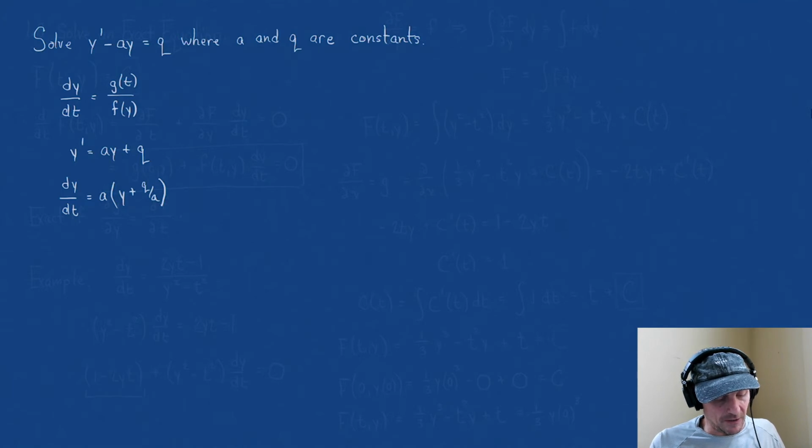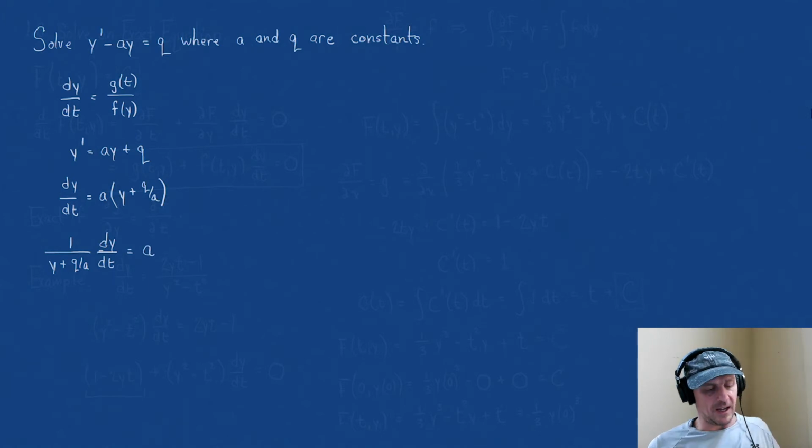In other words, I'm going to divide both sides by y plus q over a. So then I have 1 over y plus q over a dy dt equals a. And now we can take the integral of both sides.